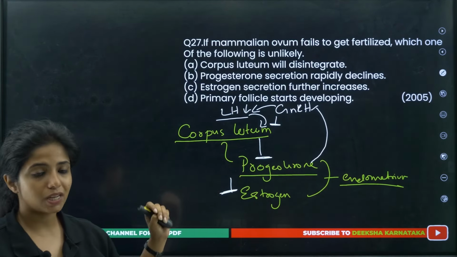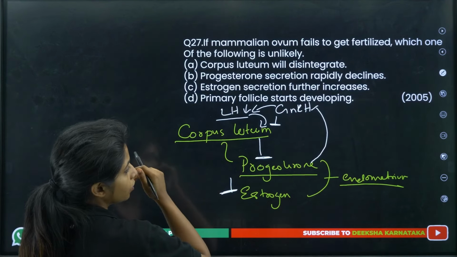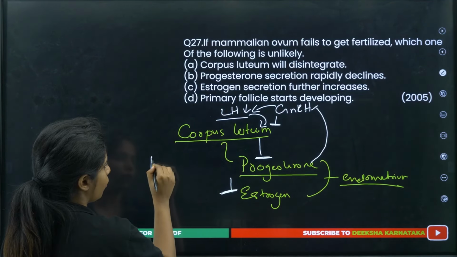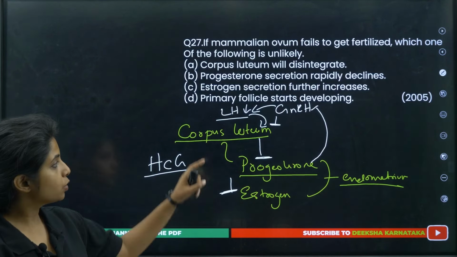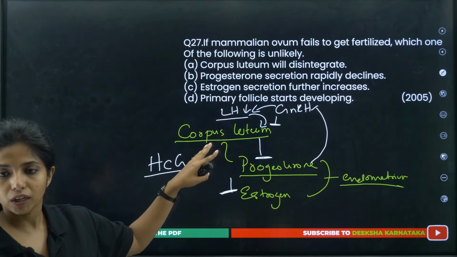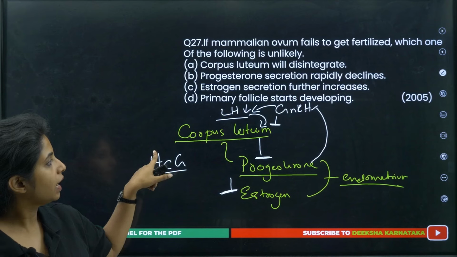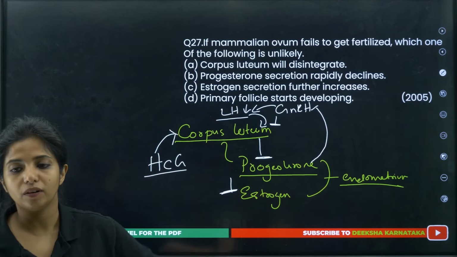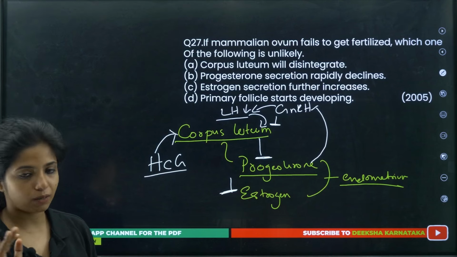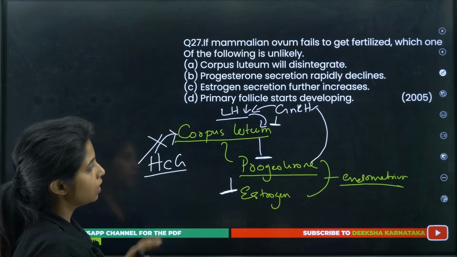But if fertilization has taken place, to maintain the corpus luteum, there is another hormone that comes into play, that is HCG, human chorionic gonadotropin. So instead of LH, HCG tells the corpus luteum to maintain itself, to keep producing progesterone and estrogen for the endometrium if pregnancy has taken place. But since pregnancy has not taken place, this is not happening.